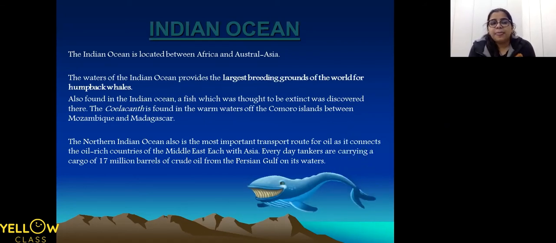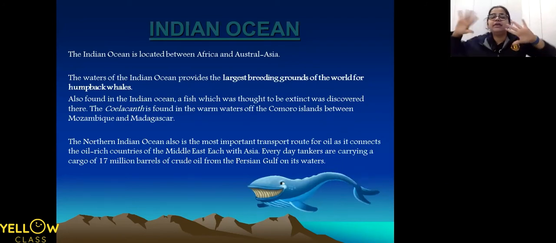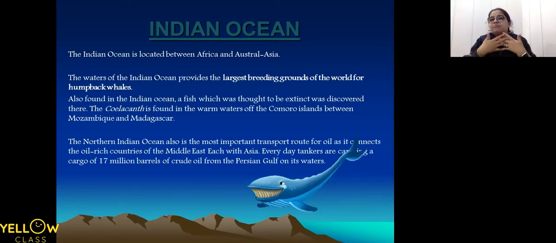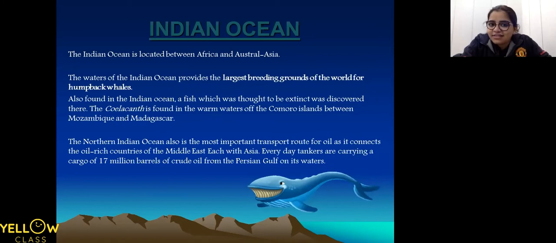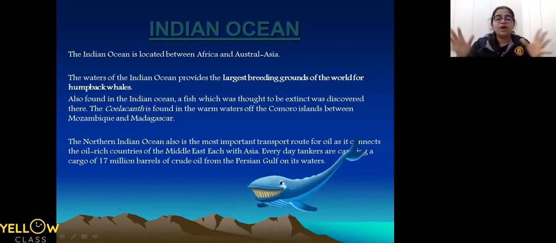And also there is a fish which was thought to have become extinct, which means it has finished. We can't see it anymore. It is not available anymore. It has become extinct. All right, it is over. But it was suddenly found in the waters of the Indian Ocean. Yes, it's called the coelacanth, and it's found in the warm waters of the islands between Madagascar and Mozambique. But it was supposed to be over, all right.